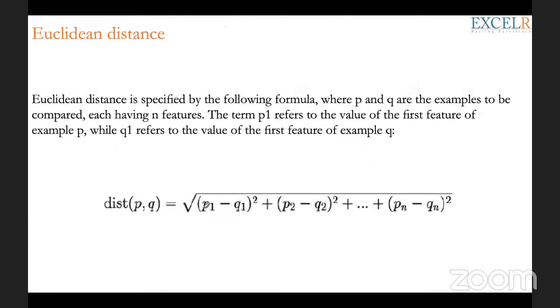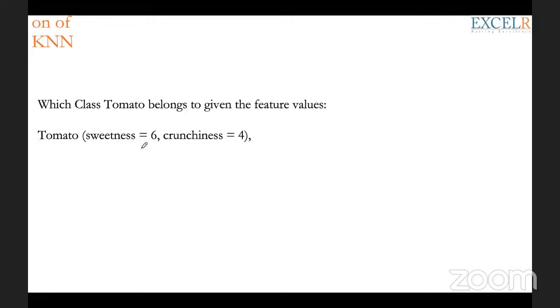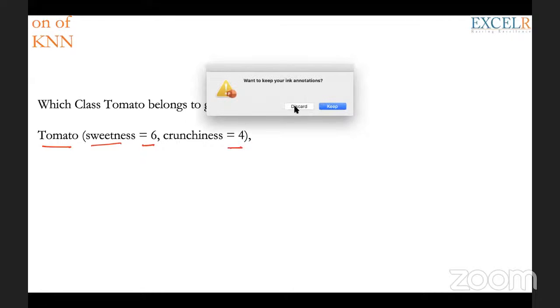As we discussed, we are going to use the distance, and we know the distance is Euclidean distance. To find this Euclidean distance, we should have the features for tomato also. The features of the tomato are: sweetness is 6, crunchiness is 4. Now let me open the Excel sheet. Let us find the distances from all these data points to this tomato.